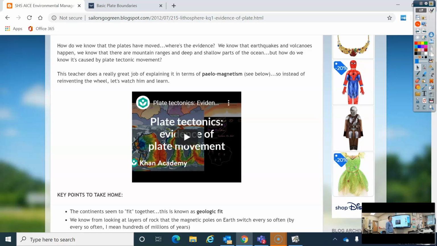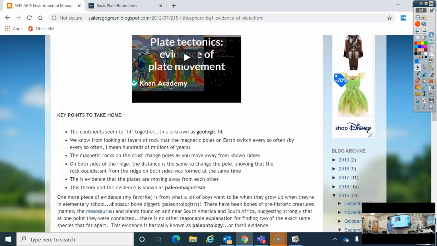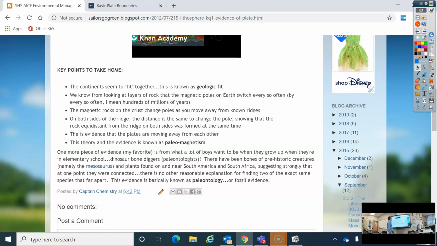So this is basically like, how do we know that this actually happened? So the key points to take home from the plate tectonic video, please make sure you pay attention to this, is that the first spot of evidence is called geologic fit. It is basically like if you look at a map of the Earth, you can see that it looks like pieces of a puzzle used to fit together.